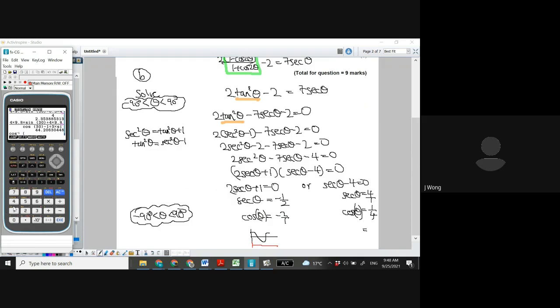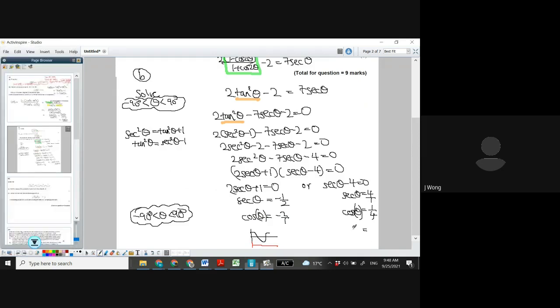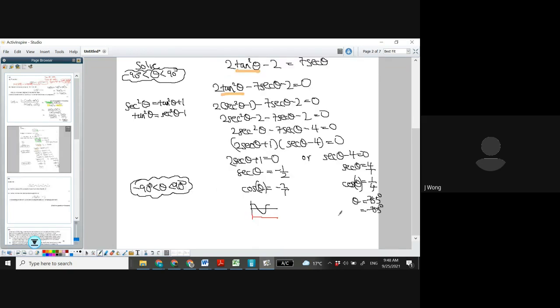So let me add a bracket here. So cos theta is a quarter, cos inverse of a quarter. So you have 75. That's the first answer. And the other one will be -75.5. You could do that using graphs. You can do that using a CAST diagram. So you should get these two answers based on the interval between -90 and 90 degrees.